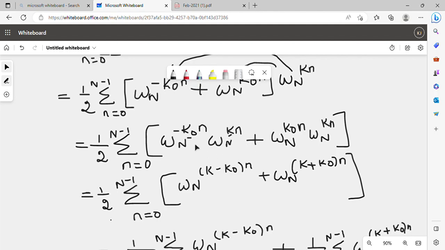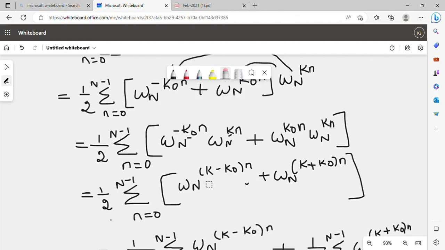You are going to apply that over here because it is in the form of a to the power of m into a to the power of n. Here, for m plus n, your k and k naught vary and your n is the same. So instead of writing omega n to the power of kn minus k naught n, we can write it like this, that is, k minus k naught whole into n, right? Here also, instead of writing omega n to the power of kn plus k naught n, I can write it like this. So that is what you are supposed to do.